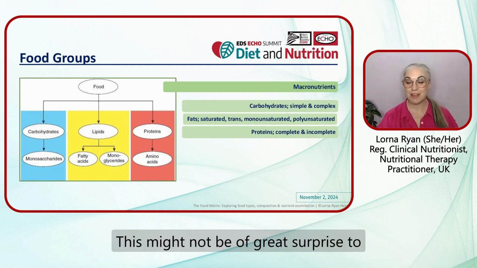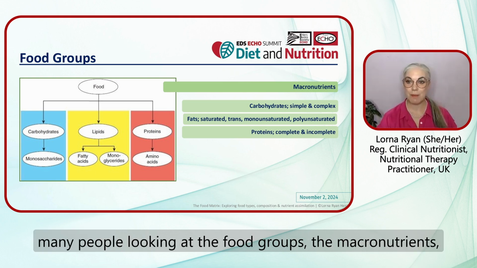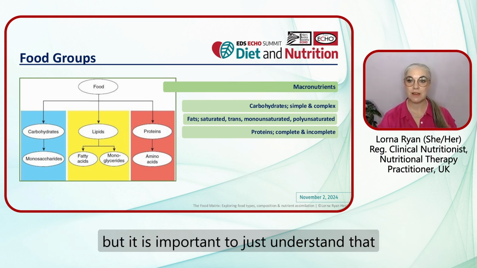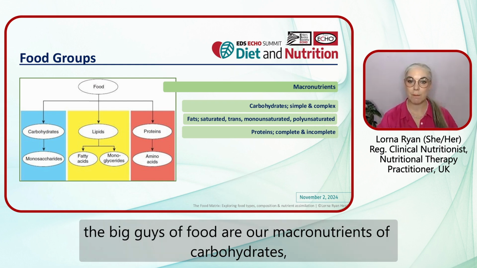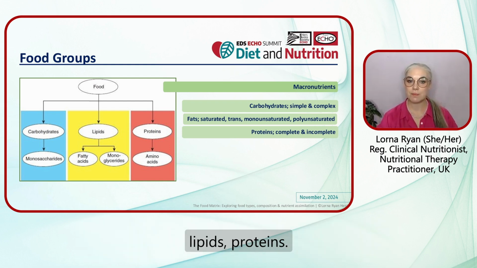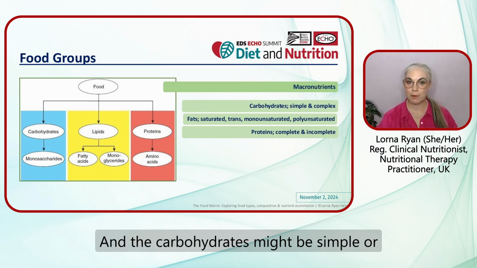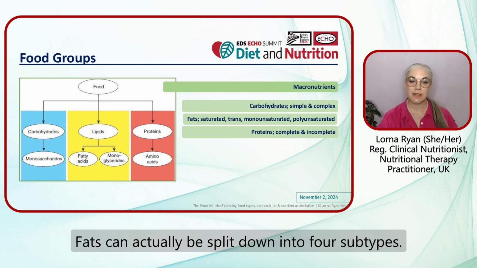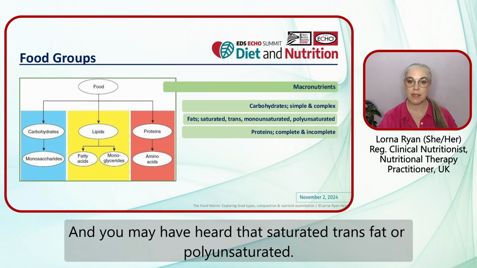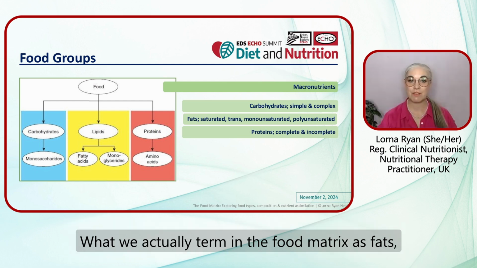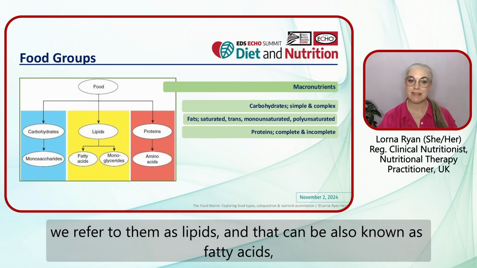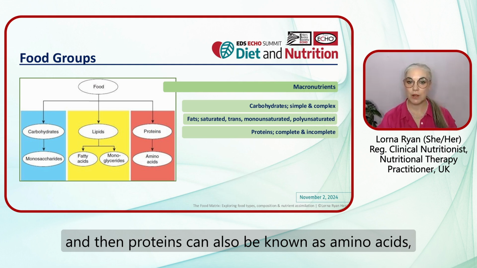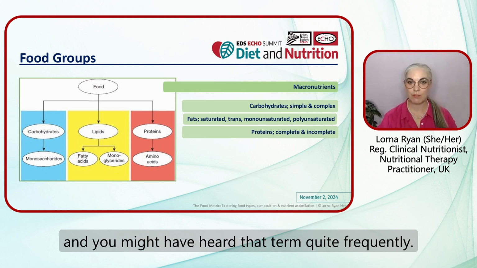And this might not be of great surprise to many people looking at the food groups, the macronutrients, but it's important to just understand that the big guys of food are our macronutrients of carbohydrates, lipids, proteins. And the carbohydrates might be simple or starchy and complex, which would be more of the root vegetable styles. Fats can actually be split down into 4 subtypes, and you may have heard of saturated, trans fat or polyunsaturated. So what we actually term in the food matrix as fats, we refer to them as lipids, and that can be also known as fatty acids. And then proteins can also be known as amino acids, and you might have heard that term quite frequently.